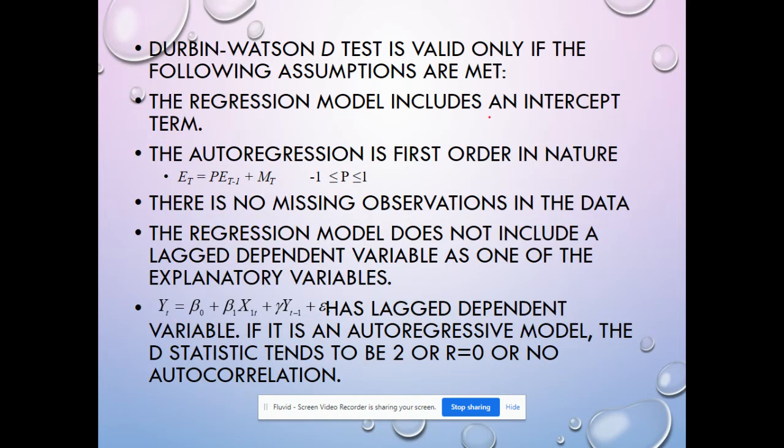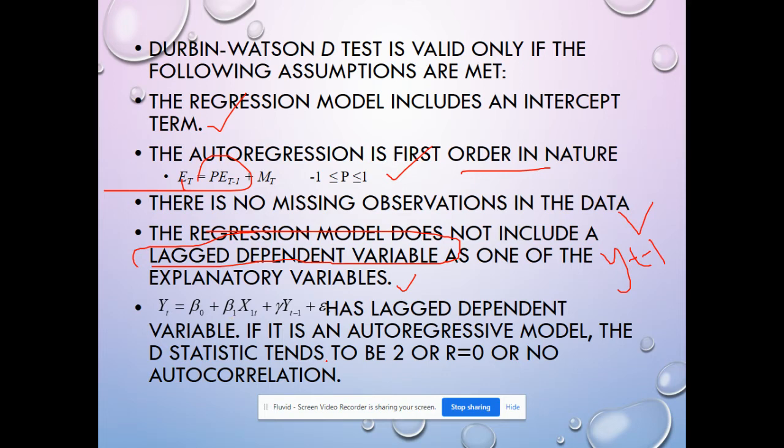These are the steps, or the assumptions, that you need to meet. The regression model includes an intercept. Normally we have an intercept. Only first order, in first-order autocorrelation, means that only AR(1) here. No missing observation. The regression model does not include a lagged dependent variable as one of the explanatory variables. This one is interesting, right? No lagged dependent variable means no y(t-1). I'll tell you more about this after this, when we do the estimation.